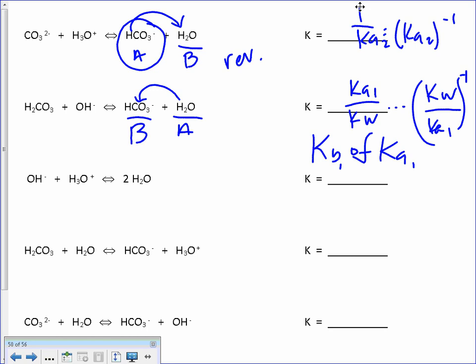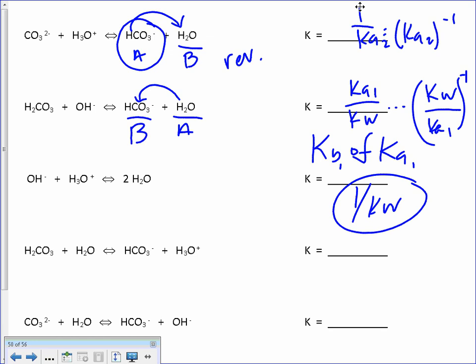Okay. Next one, what'd you guys get? It's close to Kw, but not quite. It's 1 over Kw, good. 1 over Kw because it's the reverse of water dissociation. Right, water dissociating would mean making ions. This one's ions coming together to make water, so it's the reverse reaction.